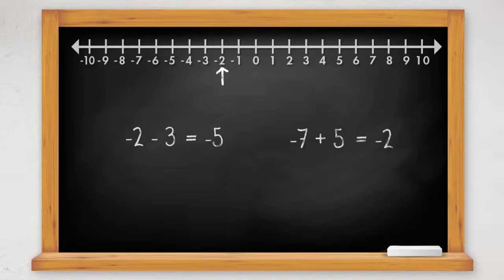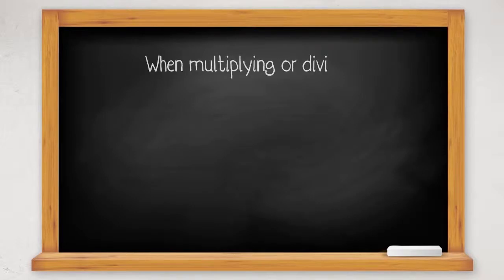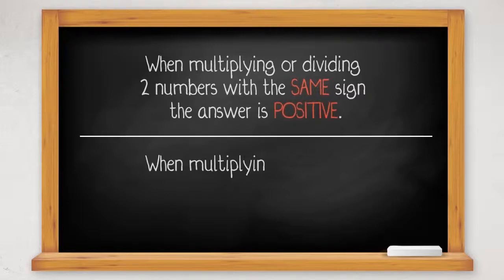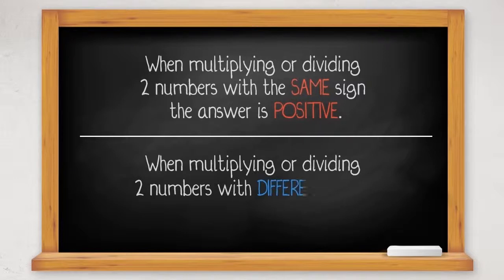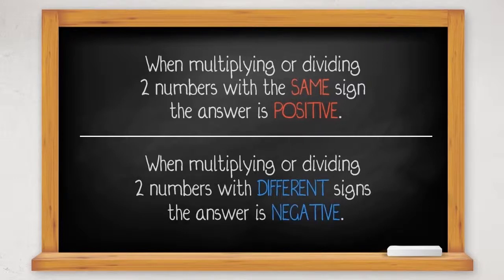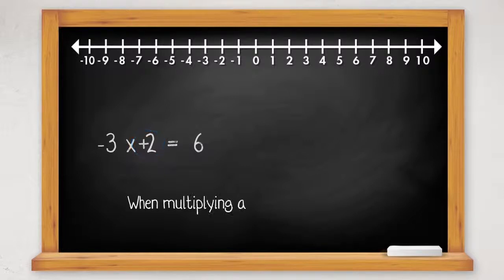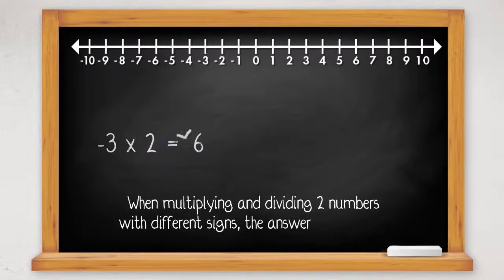The rules for multiplying and dividing with negative numbers are: when multiplying or dividing two numbers with the same sign, the answer is positive. When multiplying and dividing two numbers with different signs, the answer is negative. So if, for example, -3 times 2, 3 times 2 makes 6. We have a minus number and a number with no sign, so that means it's a positive number. The signs are different, a minus and a positive, so the answer will be negative.